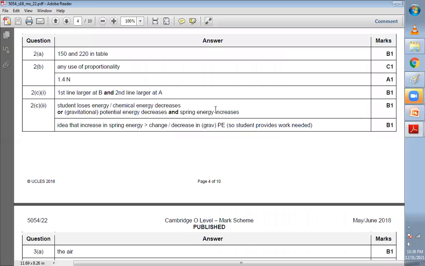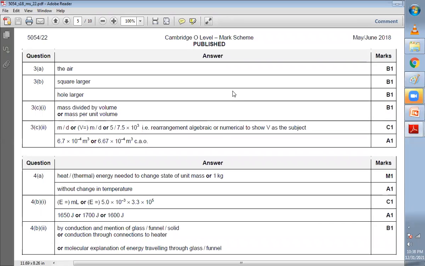So let's have a look at question number 3's marking scheme. My dear students, on your screen, the marking scheme of question number 3 is showing. Take your time, pause the video, and read this marking scheme carefully. It's very important to check your answers and match them with the marking scheme. Okay, so: air, square larger, hole larger, mass divided by volume or mass per unit volume. And in question number 3C, second part, the volume will be 6.67 × 10^-4 meter cube. So hopefully you understand this.